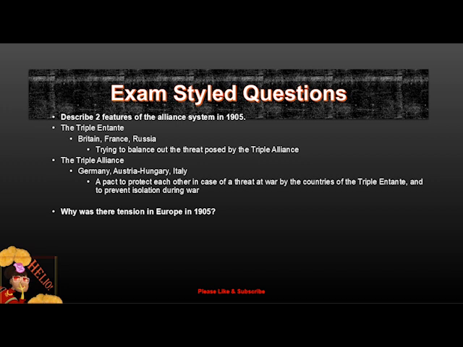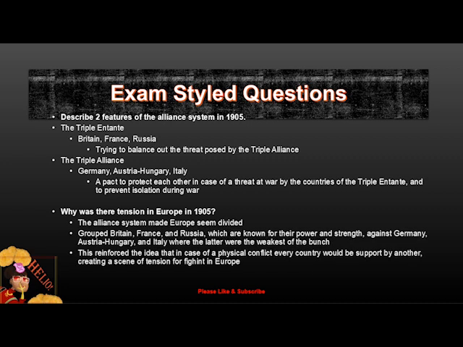Anyway, why was there tension in Europe in 1905? The alliance system made Europe seem divided. That's just the point. What else can you say about that? What divided? Who is divided? Well, basically, Britain and France, which are known for their power and strength, against Germany, Austria-Hungary, and Italy, where the latter were the weakest of the bunch, really.